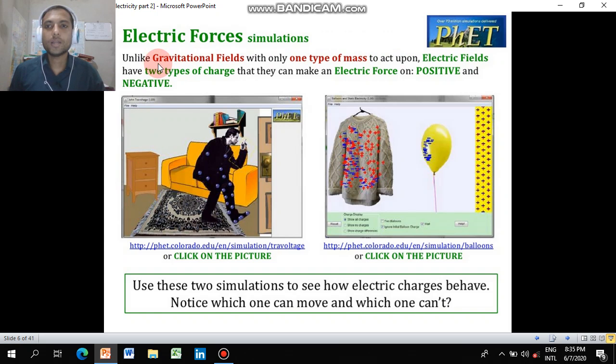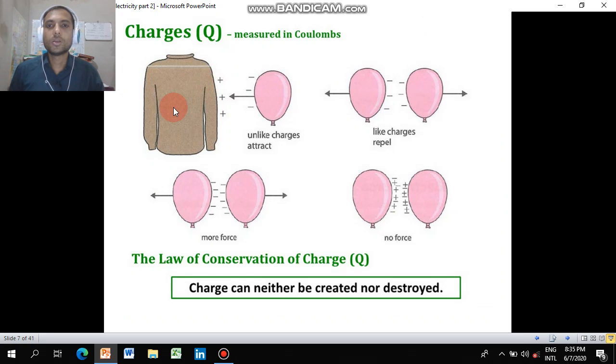Electric force. Unlike gravitational fields, which have only one type of mass to act upon, electric fields have two types of charge, positive and negative, that can make an electric force, and these two types of force are attractive and repulsive.